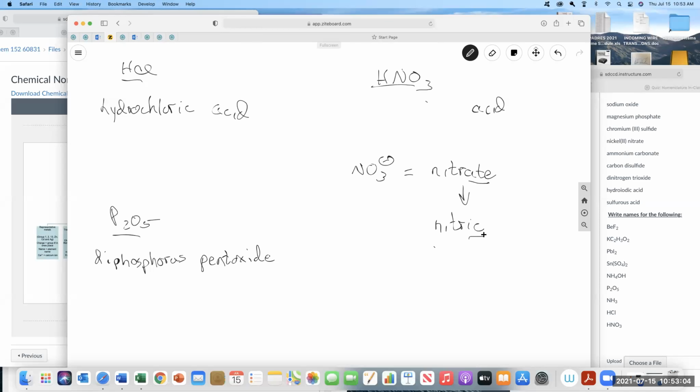Ate goes to ic. Like I was telling someone in one of the breakout rooms, I don't know who came up with this system, and I don't think it's the best system in the world. I don't get to teach the system I'd like it to be. I have to teach the system we have. So this is called nitric acid, which is a particularly nasty acid.